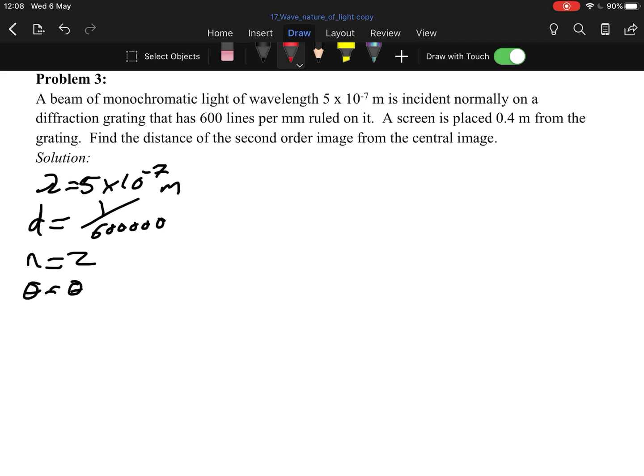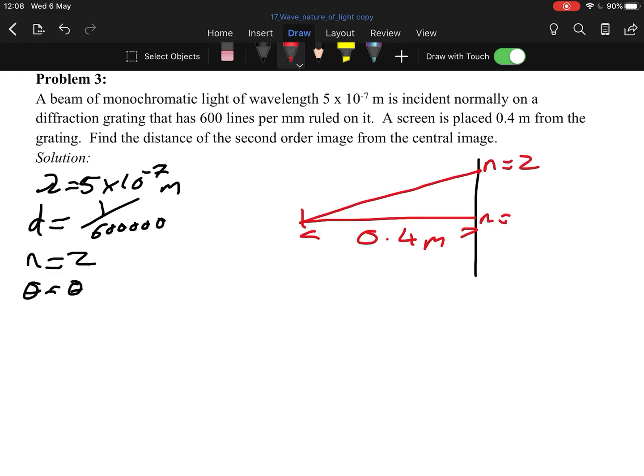Okay, so what we have here is our grating, our screen, and our light hitting it. The screen is 0.4 meters away, and we're looking for n equals 2. That's our central image, n equals 0. Right, find the distance of the second order image. So we're trying to find this distance, which we will just simply call x. I don't care what you call it. You can call it a, b, c for all I care. I'm just going to call it x. We want to find that distance.